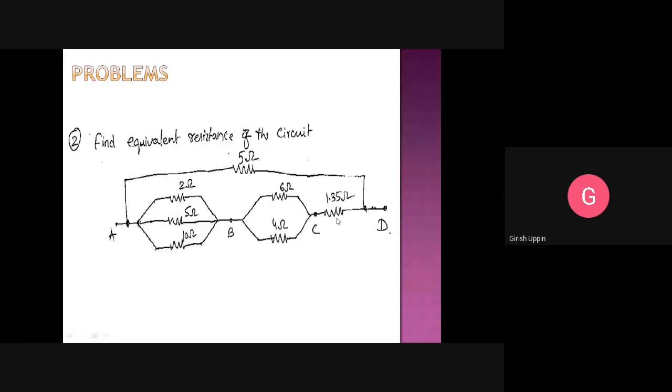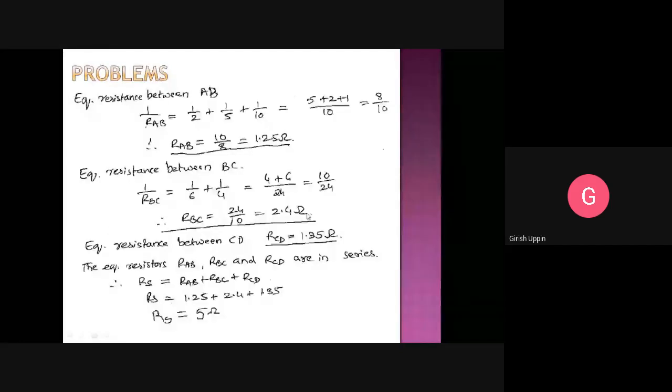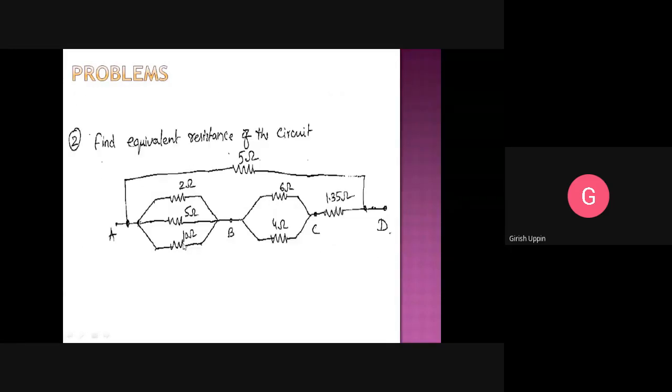Now these three are connected in series. So the equivalent resistance is the sum of those resistances: 1.25 plus 2.4 plus 1.35. If you add this one and this one, you get 2.6, and 2.6 plus 2.4 is 5 ohm. Now, this complete branch can be replaced with one resistor of 5 ohm.